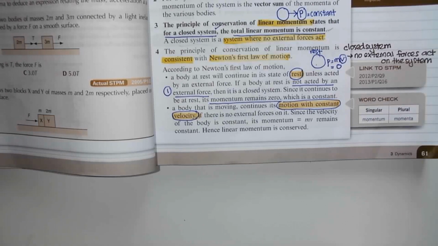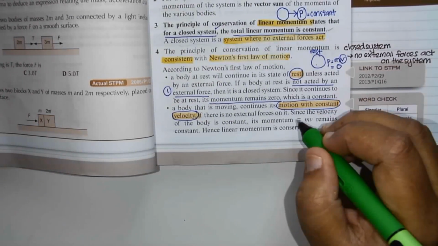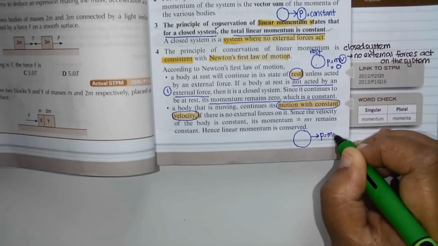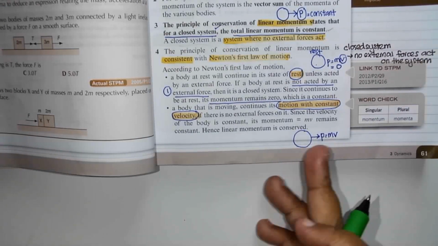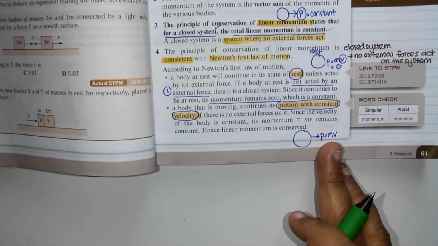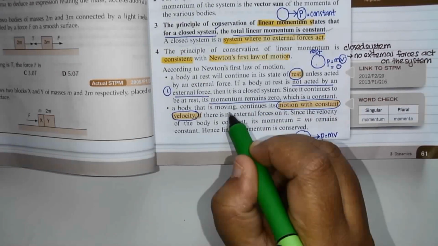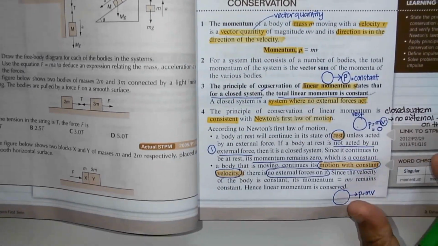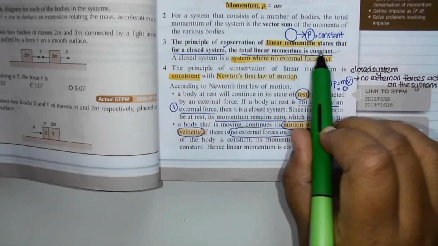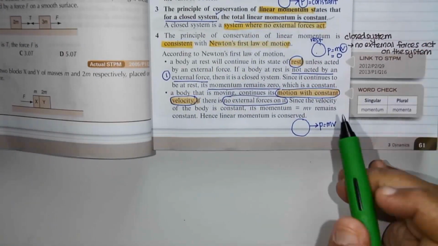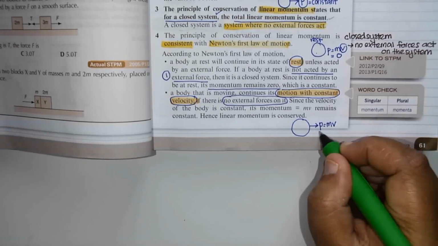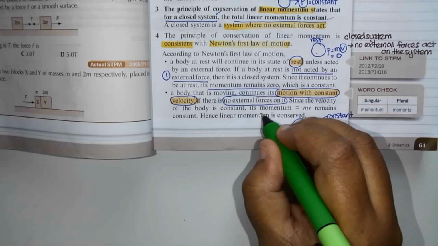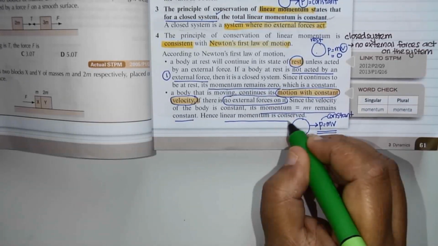A body that is moving with a constant velocity. Now we have a body that is moving, and the momentum of the body is P equals mv. Before it was moving, and after it is still moving with a constant velocity. That means there is no external force on it, so it's a closed system. When it is a closed system, the conservation says the total linear momentum is constant. So P equals mv is still the same. The momentum remains constant. Hence, linear momentum is conserved.